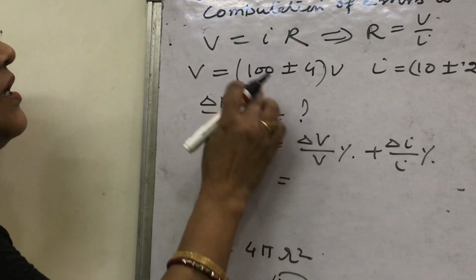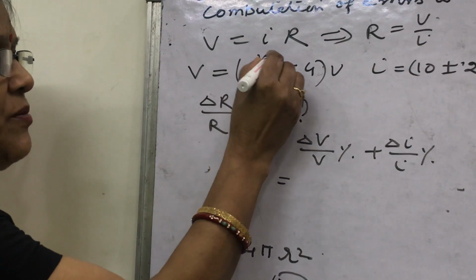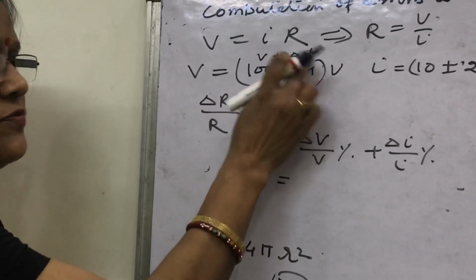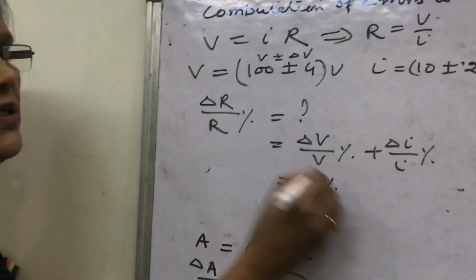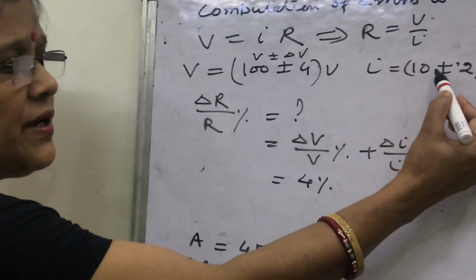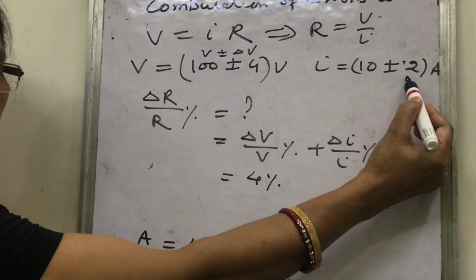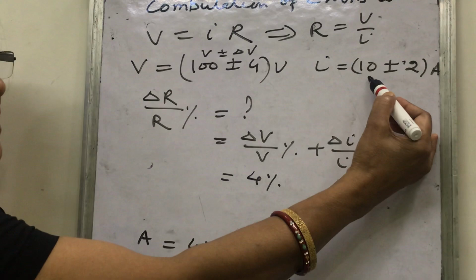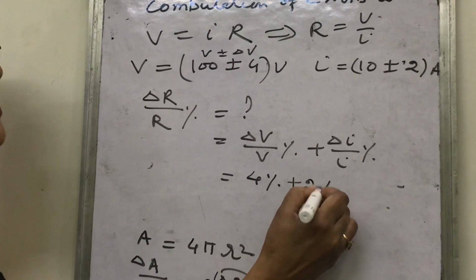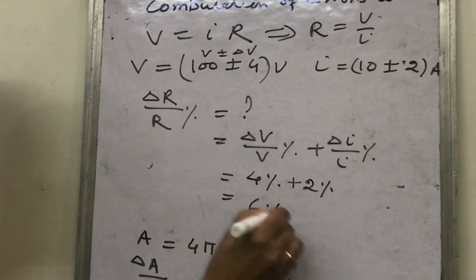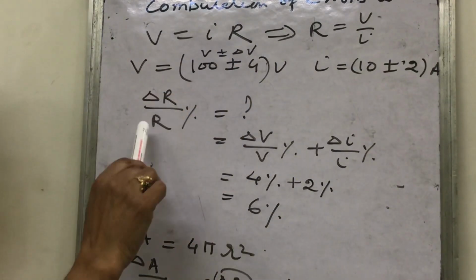What percent of V is 100? 4 is the difference, this is V plus minus delta V. So the difference is 4 volt in 100, so this is directly 4%. Now look here, in 10 ampere the difference is 0.2. If the difference is 0.2 ampere in 10, then in 100 it will be 2%. So this is plus 2%. What will be the answer? 6%. So if the error in voltage and current is given, this is how to find the error in resistance.